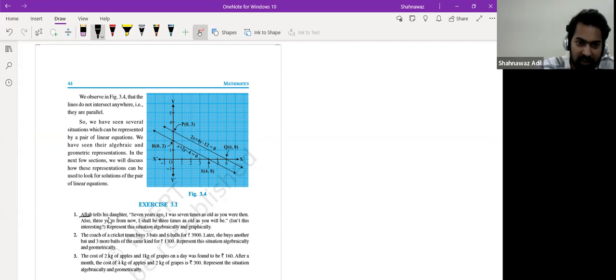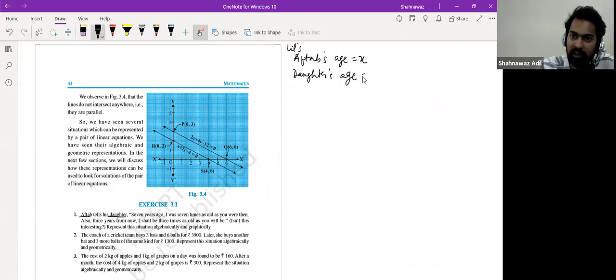Aftab and his daughter, right? So two unknowns. So let's say Aftab's age is X, and his daughter's age, let's say, is Y. So we have two unknowns and we have to write a linear equation.